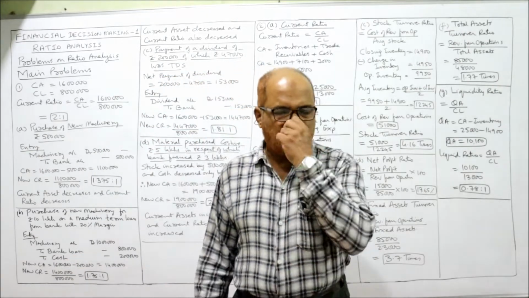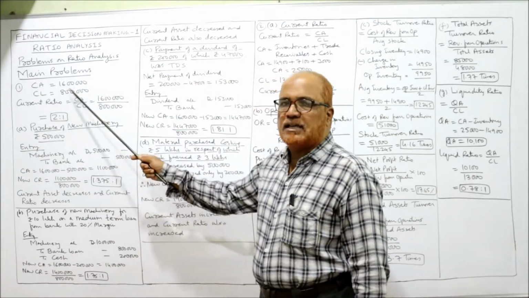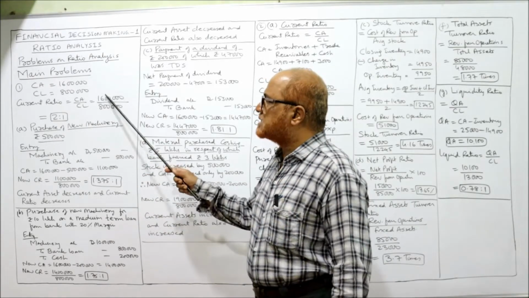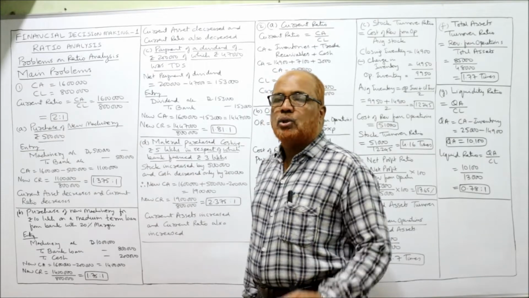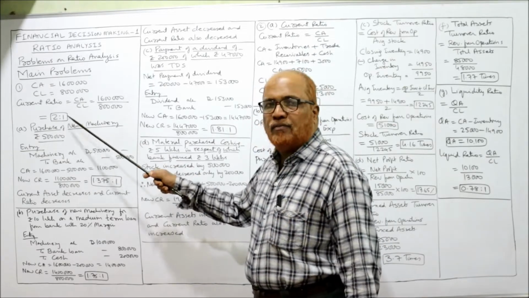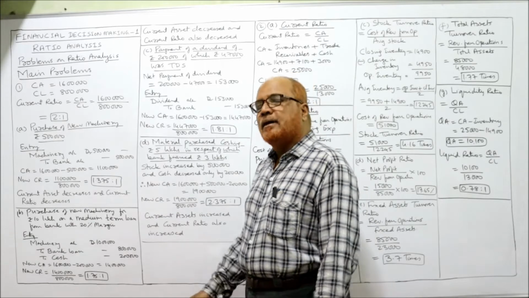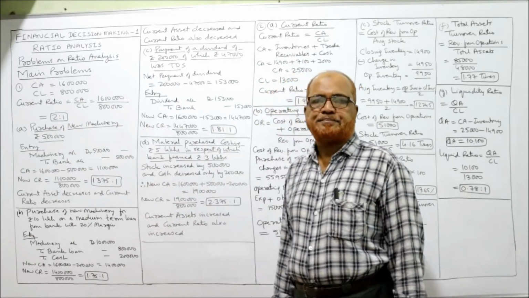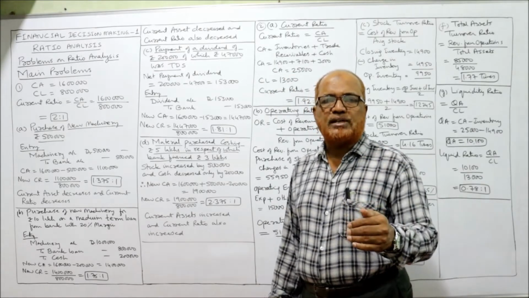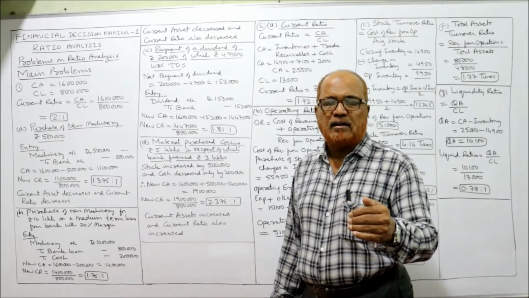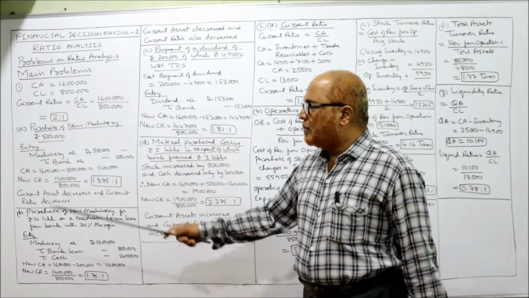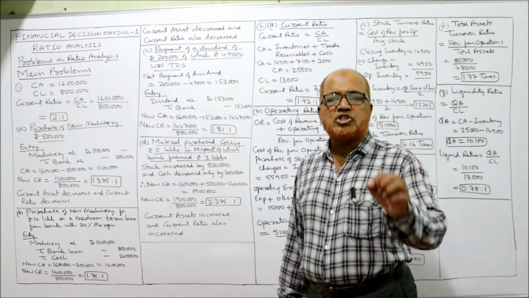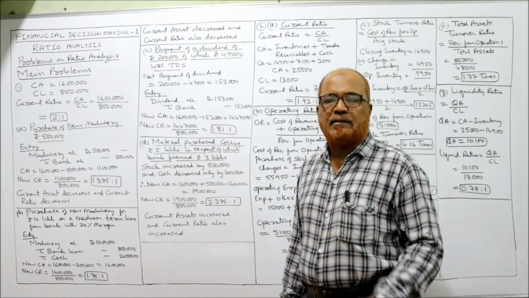First of all, the information given: current assets are 16 lakh, current liabilities are 8 lakh. So currently the current ratio is 16 lakh by 8 lakh, 2:1. What is the effect on this ratio of these transactions? The first transaction is purchase of machinery for rupees 5 lakh. The entry is machinery account debit 5 lakh to bank 5 lakh. That means machinery account is debited, bank account is credited.